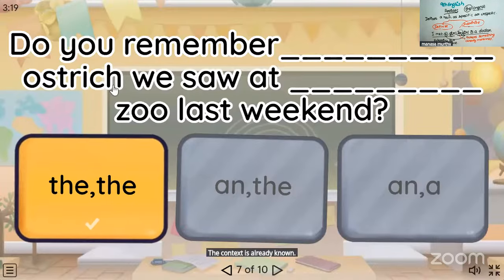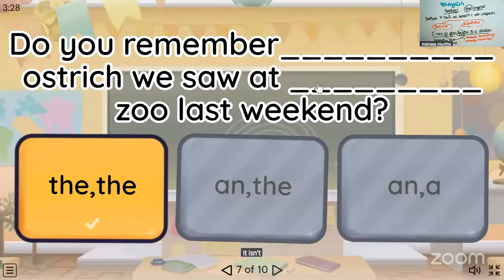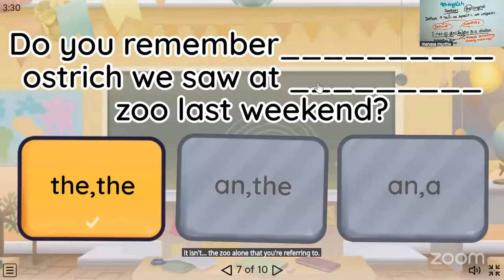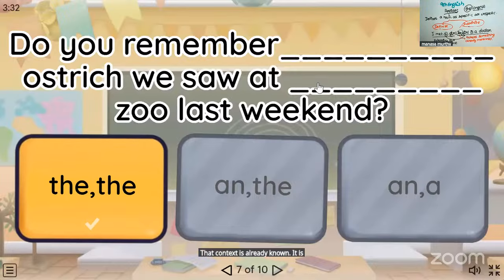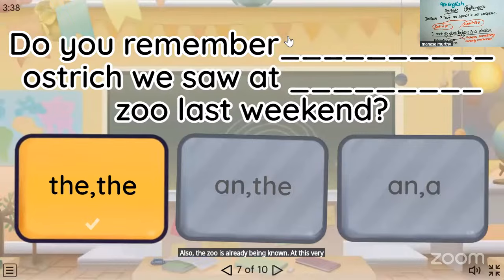So that is the reason both the articles used over here are "the". It is not just any ostrich. It is the one in the zoo alone that you are referring to. That context is already known, the context of the ostrich and also the zoo. That is why the article "the" is placed in both the places.